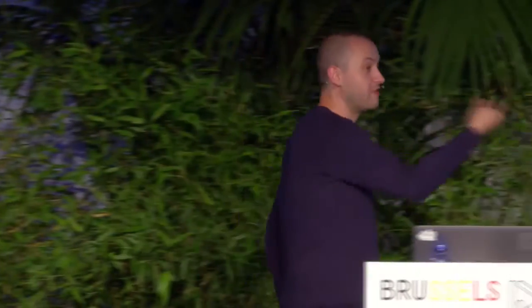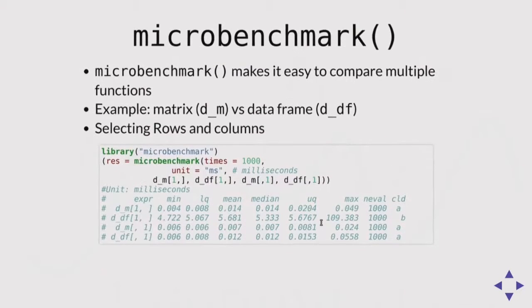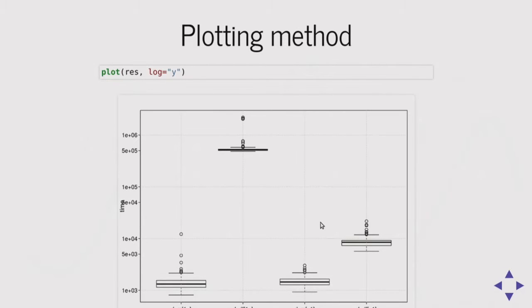Now, what I'm suggesting is not that we all run out and start using matrices, because real data is a pain in the rear end, and it's probably not all going to be numbers, but just be aware of the differences. And sometimes these things can help. This microbenchmark package has also got a plot function. So res was just the output of this thing here, and if you do plot res, you get a nice little box plot of the 4 results.